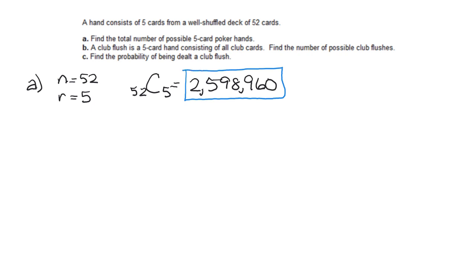When you take a look at part B now, it says a club flush is a 5-card hand consisting of all club cards. Find the number of possible club flushes. So when you think about this one, we know that there are 13, right? There's going to be 13 clubs in a deck of cards.